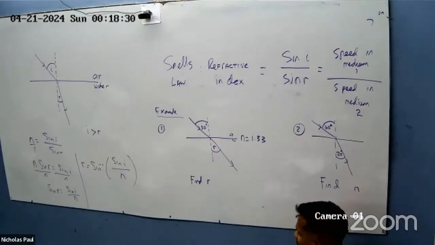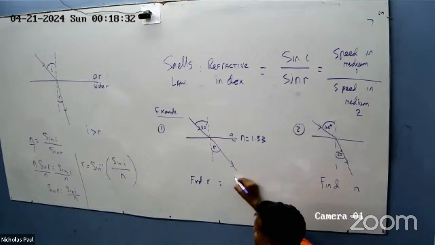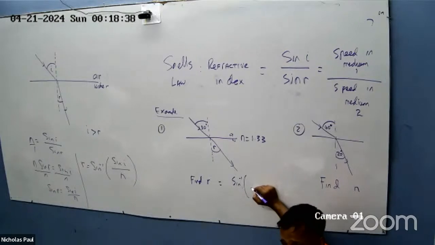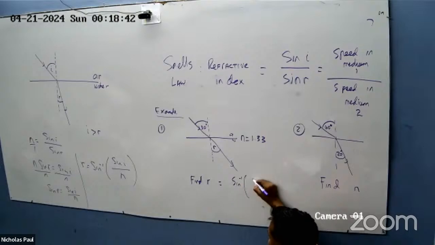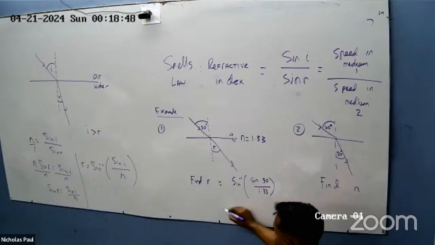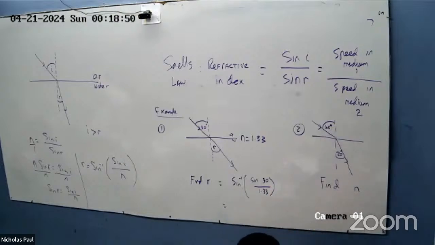I have a calculator, right? So you've got sine inverse. Press second function, sine. Sine inverse of sine 30 over 1.33. Should the angle be smaller than 30 or larger? It should be smaller, right? It's going from air to water, so it should be smaller.